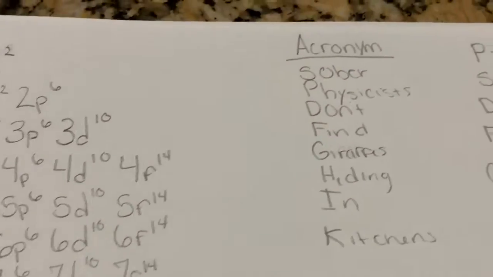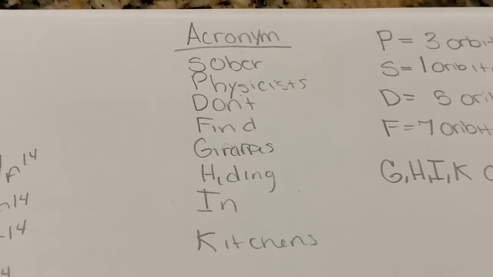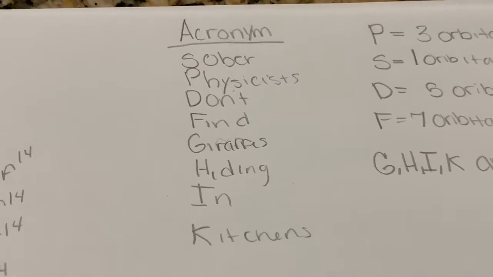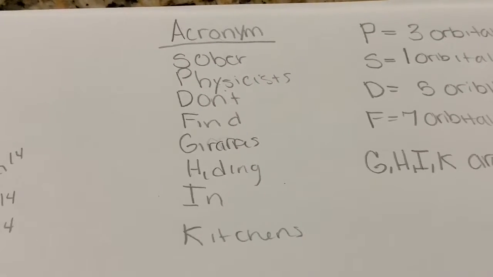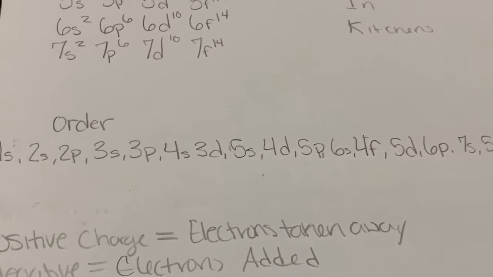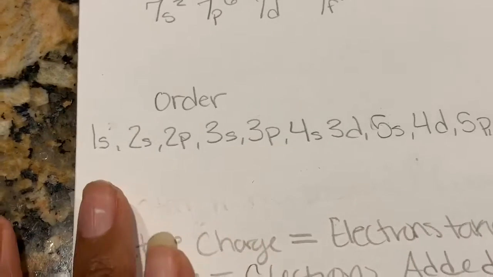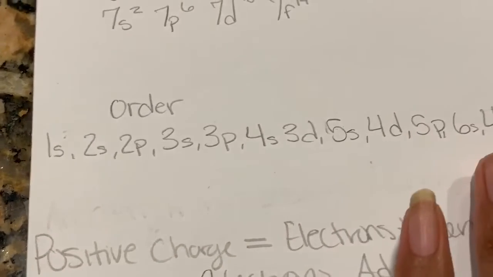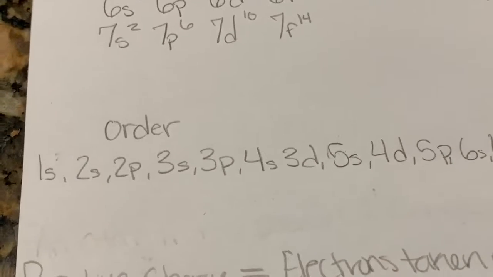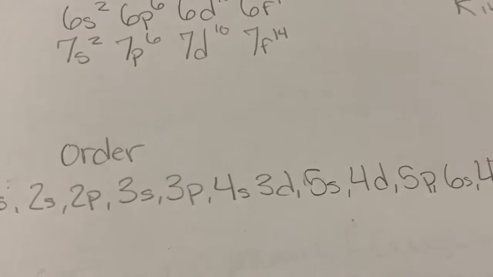To help us remember the order in which the letters follow, we have an acronym here. Sober physicists don't find giraffes hiding in kitchens. So S, P, D, F, G, H, I, K. To help remember the order of electron configuration, I listed the numbers here. It's very important to at least remember 1s through 5p, because those are the type of listings you'll most likely get at this sophomore level in chemistry.